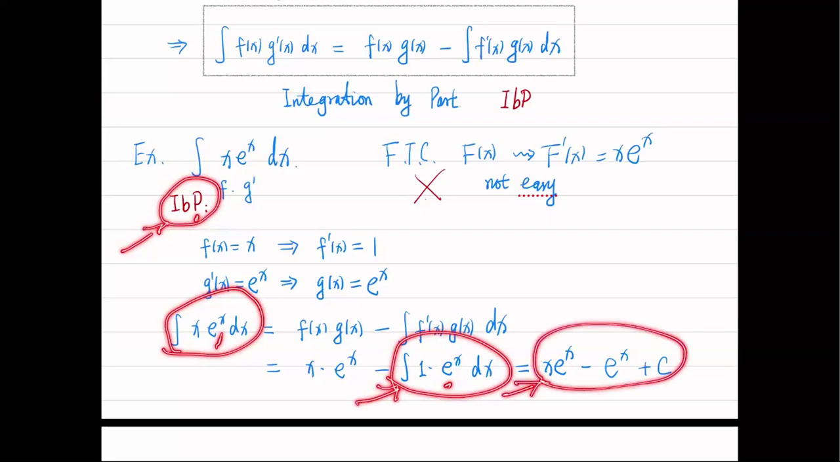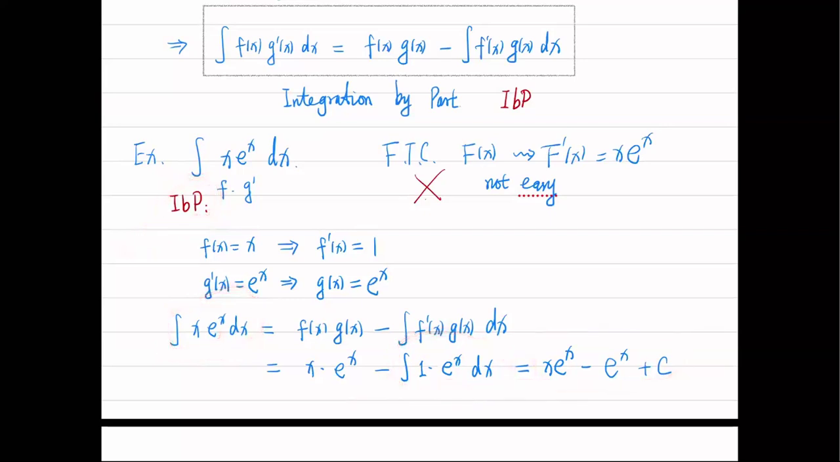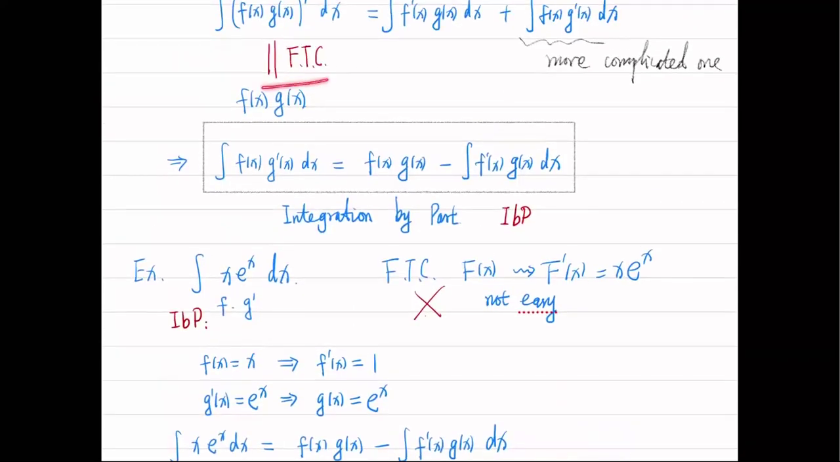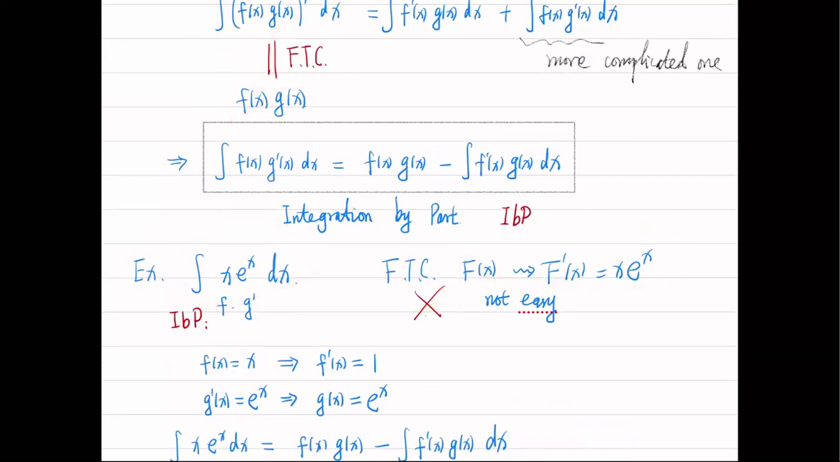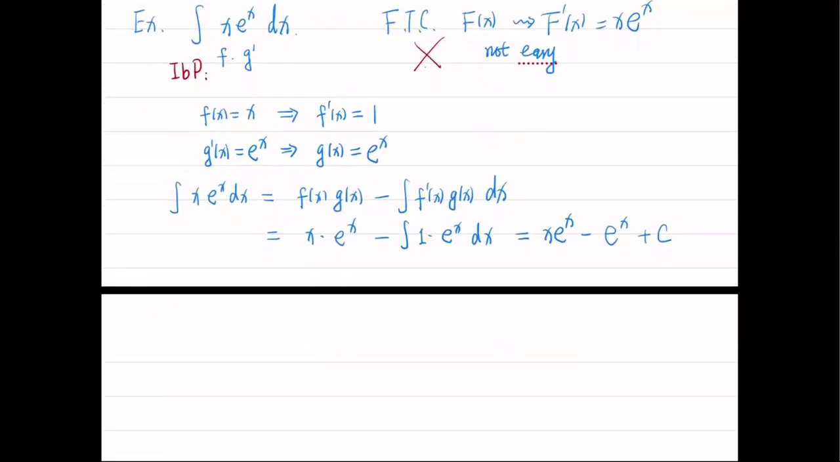So it depends on what method you use. Previously, we have this method, the fundamental theorem of calculus. We want to find the integral. Let's go to find the antiderivative. The antiderivative gives us an integral. The integral is the antiderivative. Yes. So that's the first method. So the fundamental theorem, what does it tell us?